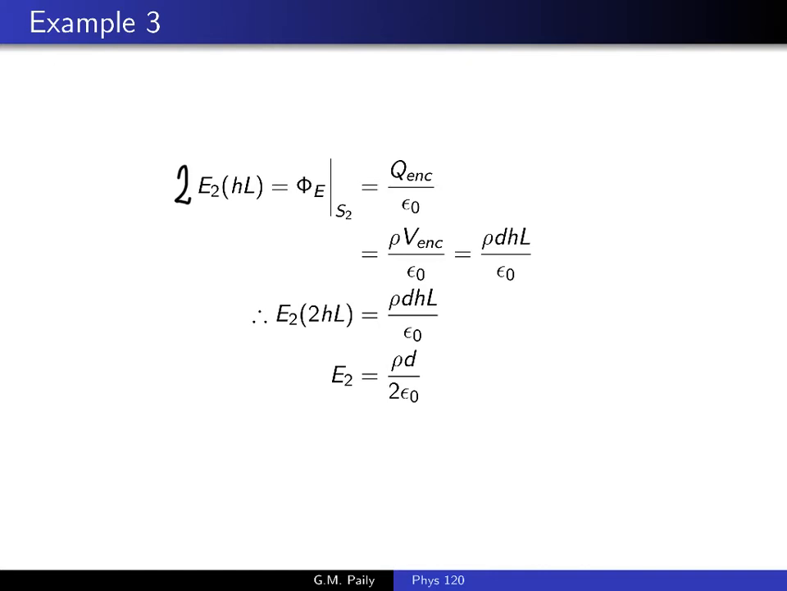The dimensions h and L of the Gaussian pillbox in the end cancelled out. They did not matter. This is very important because the Gaussian pillbox, remember, is simply an imaginary construction. It would not make sense if the dimensions of this imaginary box somehow affected what the actual field was. So it is good that they cancel out.